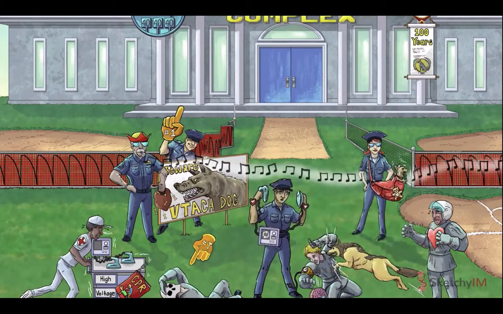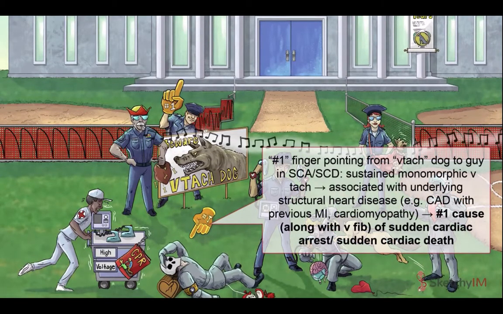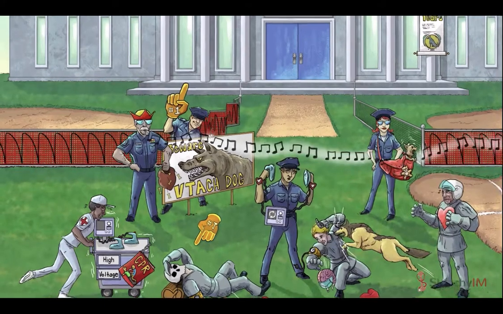Who's your good boy? Sustained monomorphic VTAC, along with VFib, are the major cause of sudden cardiac arrest and sudden cardiac death in these aforementioned patients. So, we've placed another number one foam finger, a ubiquitous dog training device, it turns out, pointing toward that unstable cardiac arrest dude from earlier.